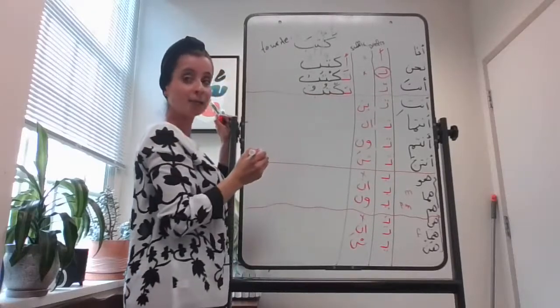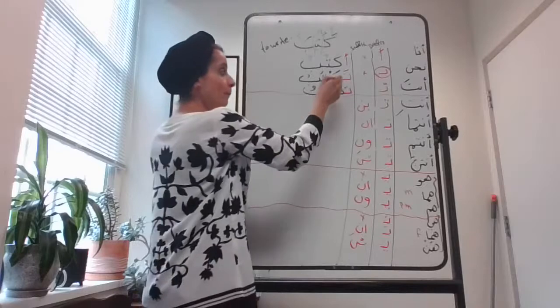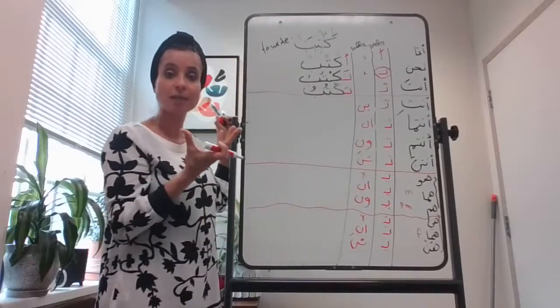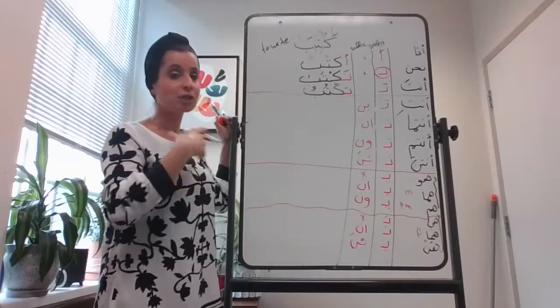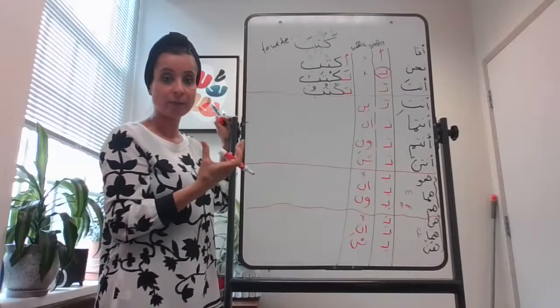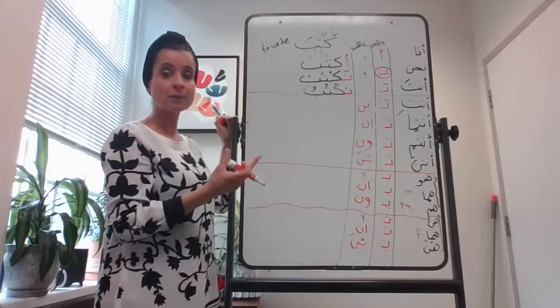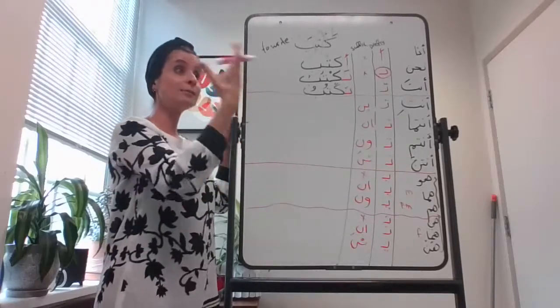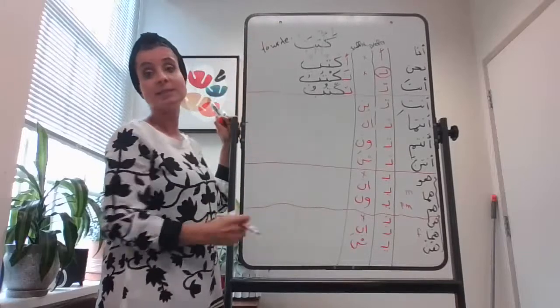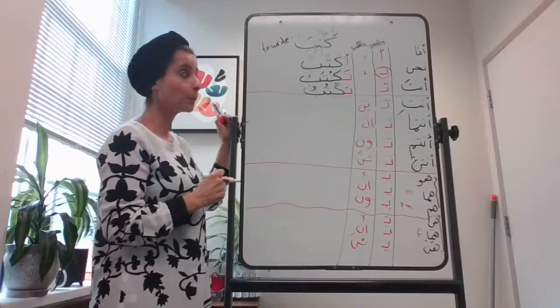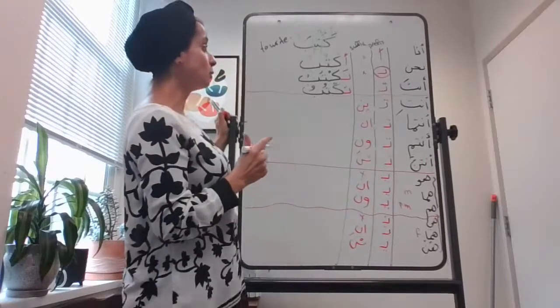Nahnu naktubu. Placing the sukoon on the first root just eases the pronunciation. It does not change the meaning of the verb. The only point of changing those short vowels is to make the pronunciation easier and make it easy for the listener to understand the verb you are trying to use. Okay? So ana aktubu.